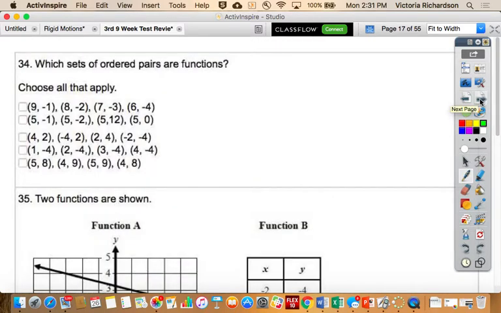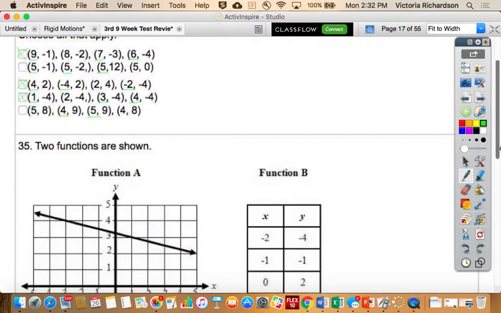34, which sets of ordered pairs are functions? You have to look at your x values. So here I have a 9, an 8, a 7, and a 6. This is a function. 5, 5, 5, 5, not a function. 4, -4, 2, -2, function. 1, 2, 3, 4, function. 5, 4, 5, 4, not a function. So your answers are A, C, and D.